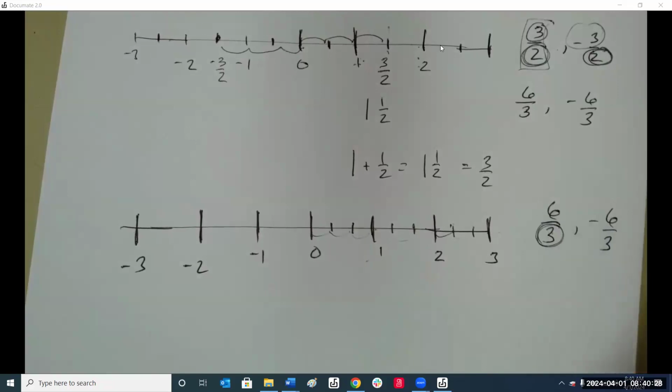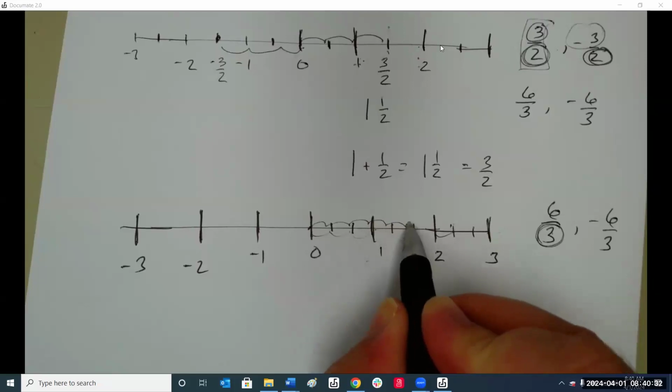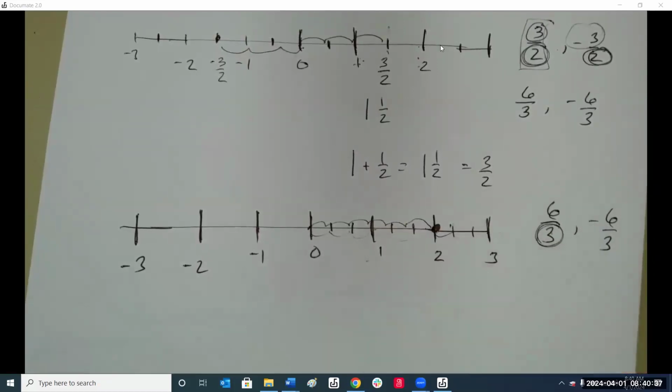So how many of those do we want? We want 6 of them. 1, 2, 3, 4, 5, 6. That equals 2. You'll have to teach them graphing first, because they have to see it first to understand it.